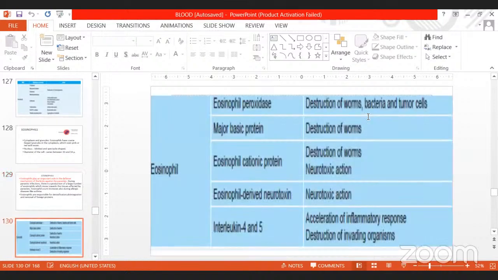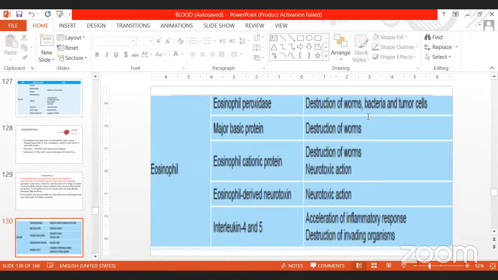Coming to the substances which are secreted from the eosinophil, they are eosinophil peroxidase, which helps in the destruction of worms, bacteria, and tumor cells. Major basic protein, which again helps in the destruction of worms. And eosinophil cationic protein, which again helps in the destruction of worms and has a neurotoxic action.